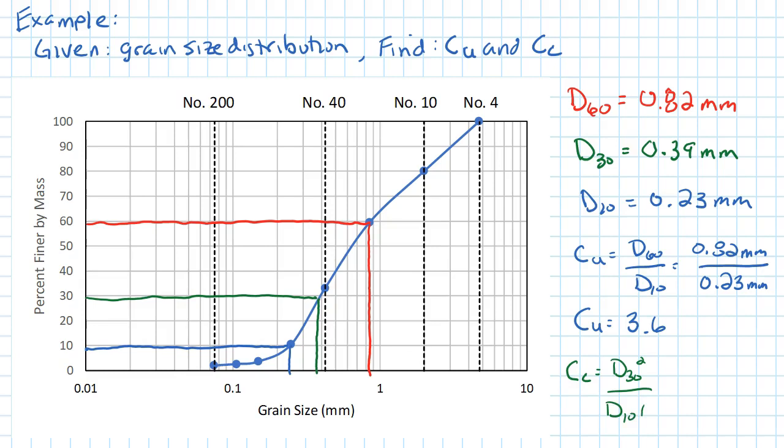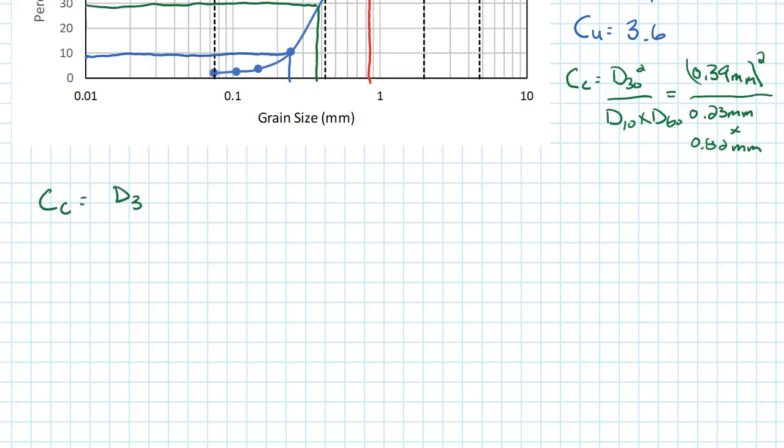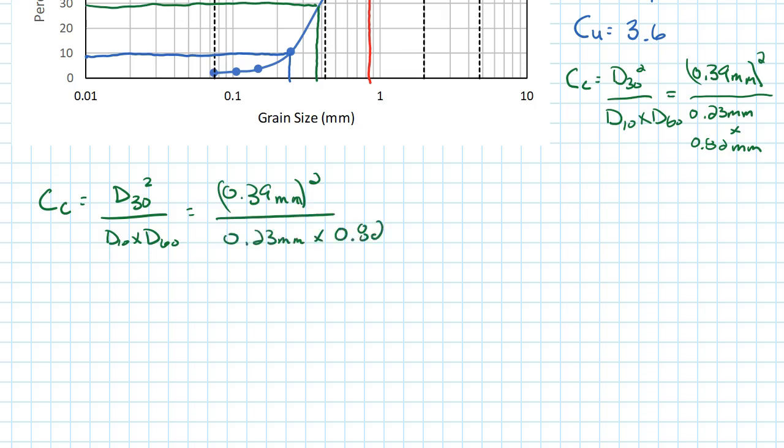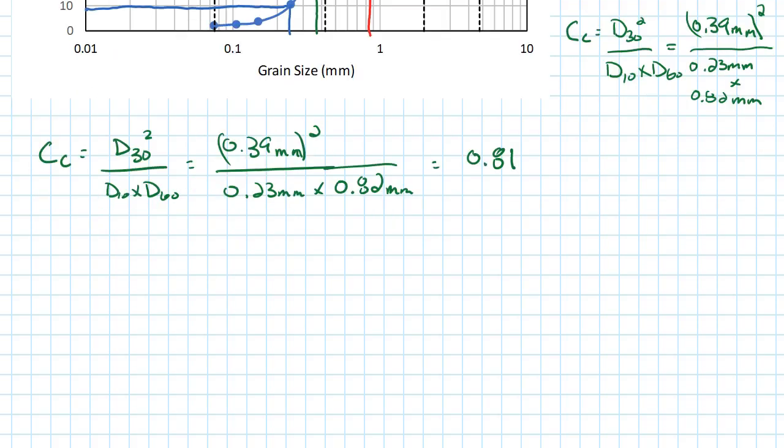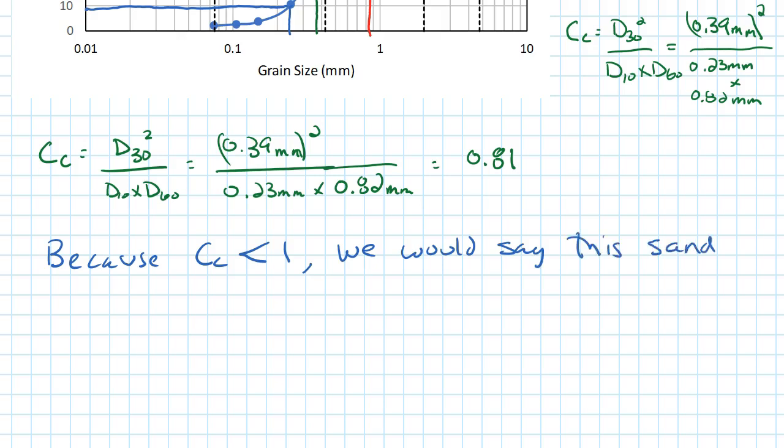Now to calculate our coefficient of curvature, that's equal to D30 squared divided by D10 times D60. We have those values listed above. Let's rewrite this so everything's not scrunched up together. Again, we have D30 squared divided by D10 times D60. And when we do this calculation, we end up with a value of 0.81. Based on the information we were provided earlier, because our coefficient of curvature is less than 1, we would say that this sand is poorly graded.